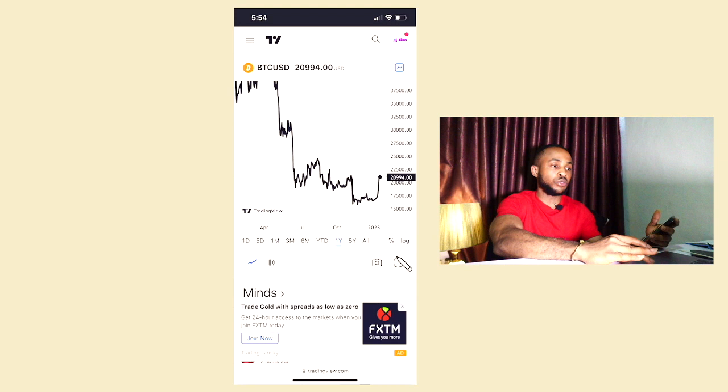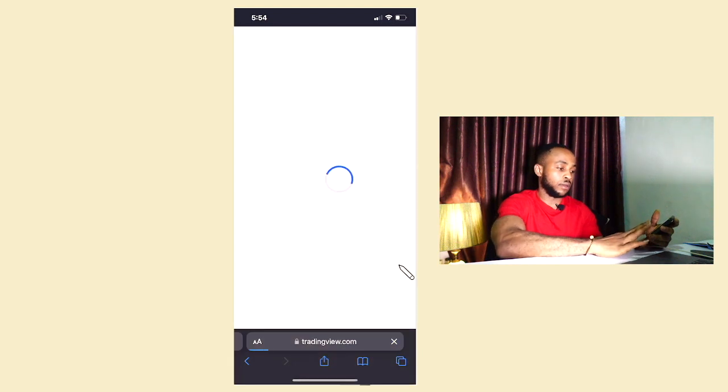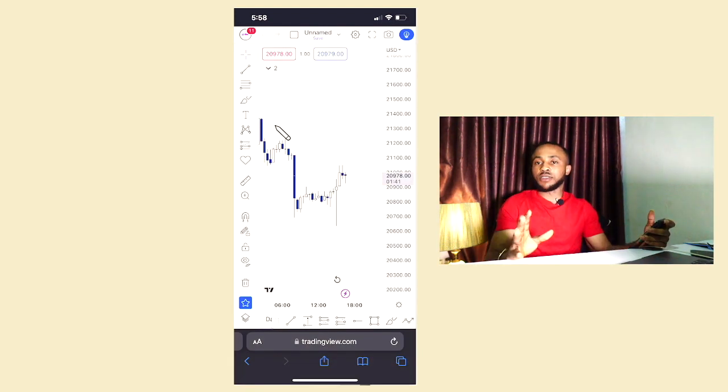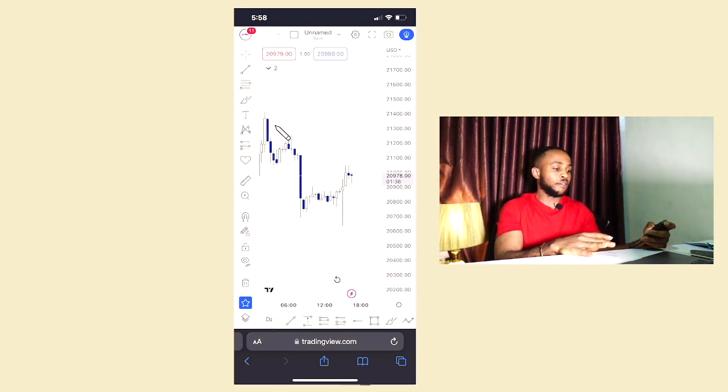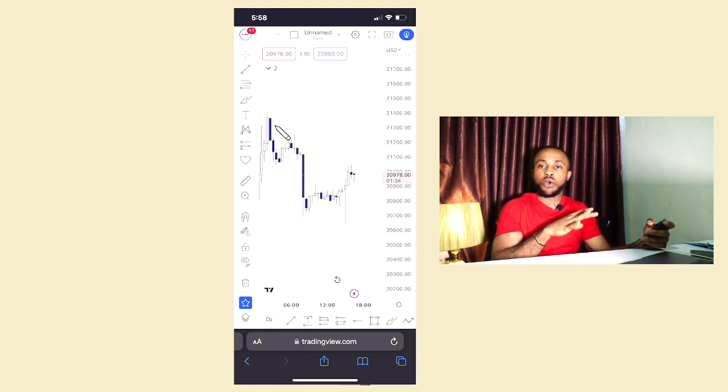Now I want a broader view of the price action, so I'm going to click on this enlarge option here. As you can see, we have two different candlesticks, the white and the blue. Originally it would be red and green, but I decided to change mine to white and blue because I fancy them. You can change yours as well from the settings.